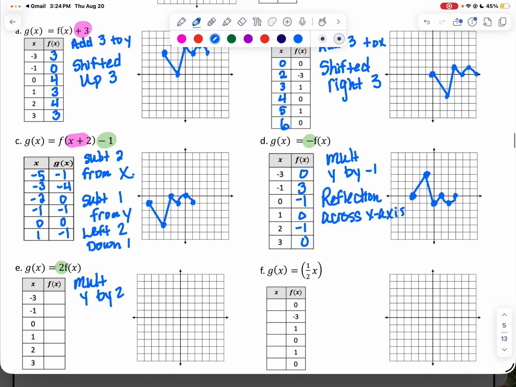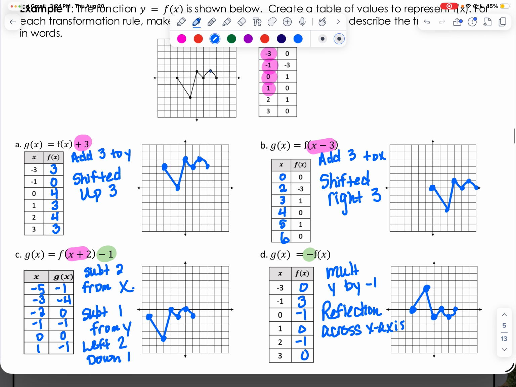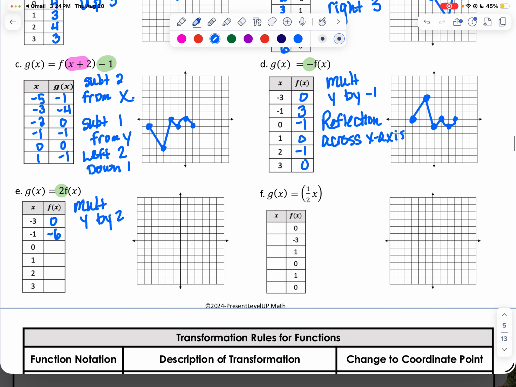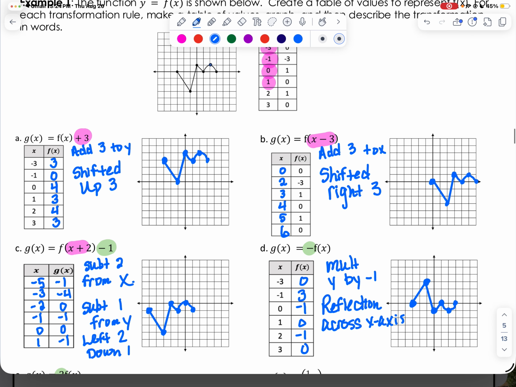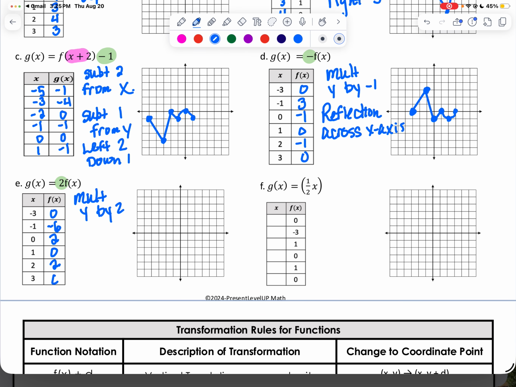All right, welcome back. Let's see how you did. All right, 0 times 2 was still 0. -3 times 2 was -6. 1 times 2 was 2. 0 times 2 is 0. 1 times 2 is 2, and this was 0. So check your table first. Now let's plot those points. -3, 0. -1, 1, 2, 3, 4, 6. 0, 2. 1, 0. 2, 2. And 3, 0.